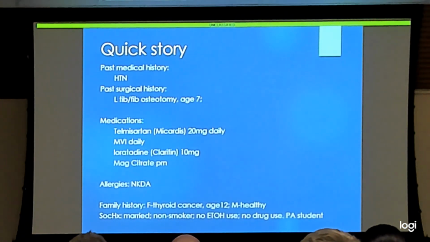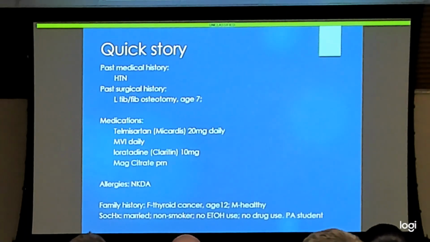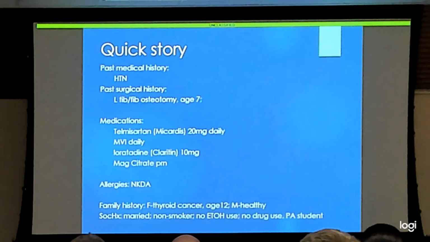Past family history: hypertension. Past surgical history: left tibial osteotomy, age 7. Medications: he was taking telmisartan 20 milligrams a day. He was compliant. Multivitamin a day, Claritin every day, magnesium citrate PRN. What's mag citrate for? Exactly, hopefully it makes you go poo. If you're constipated, you could take that as needed. Allergies: not allergic to anything. Family history: dad had thyroid cancer. Mom's healthy. Social history: married, non-smoker, no alcohol use, no drug use.